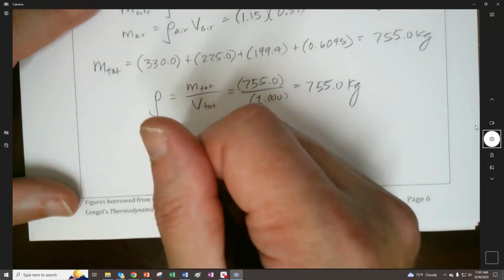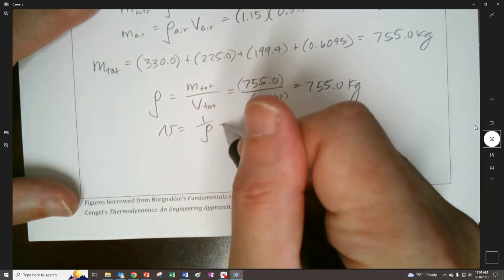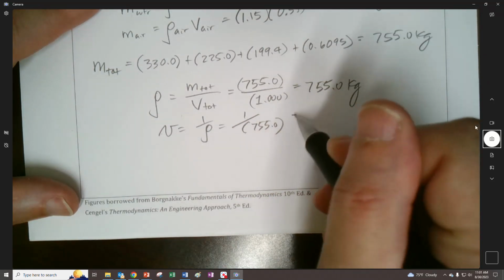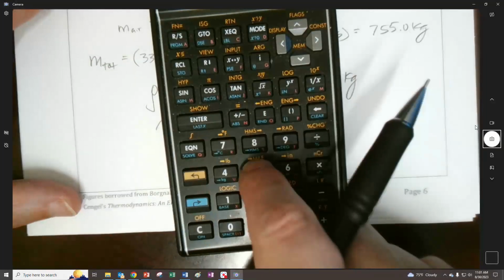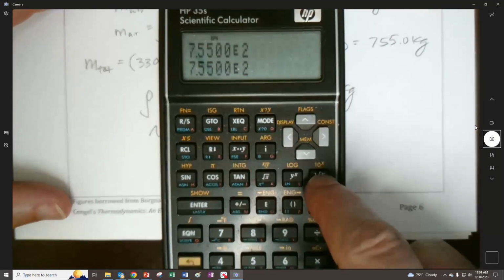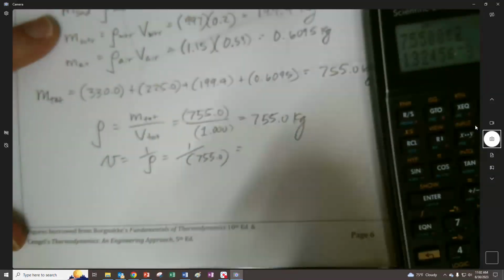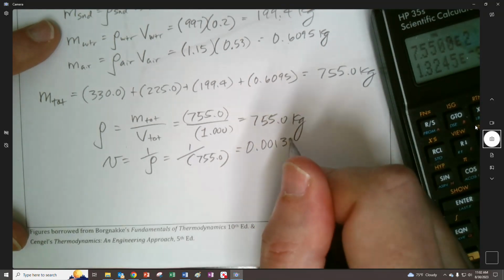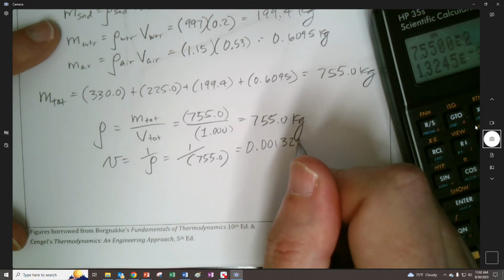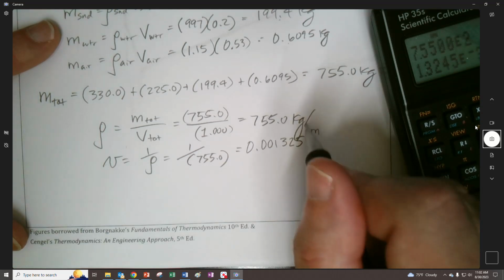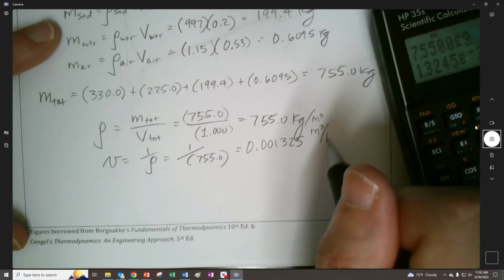And then also, well, we want the specific volume. 1 over the density, we can go 1 divided by 755.0. And then I hit my magical button. Right there, boom. All right, so this is 0.0013245, but we call it 5. And that's supposed to be per meter. Right, there you go. Cubic meters per kilogram.